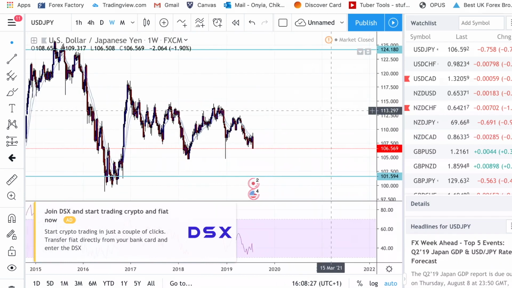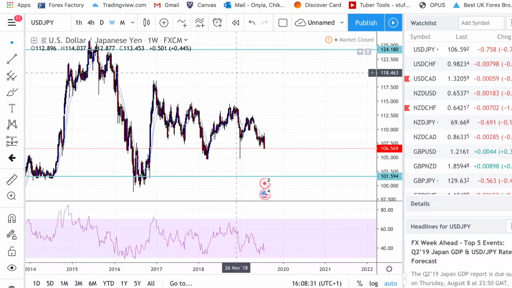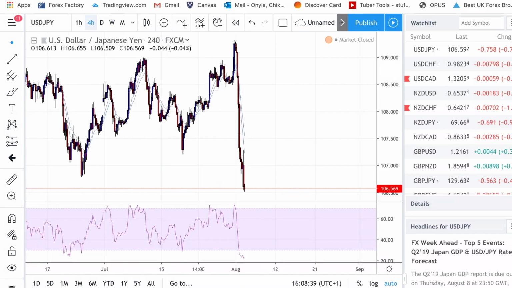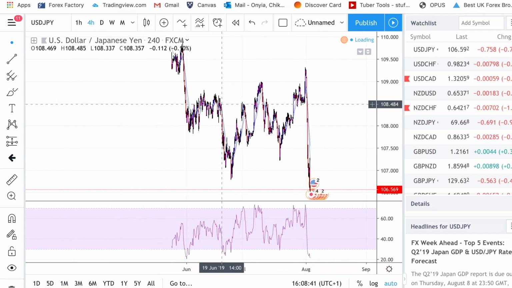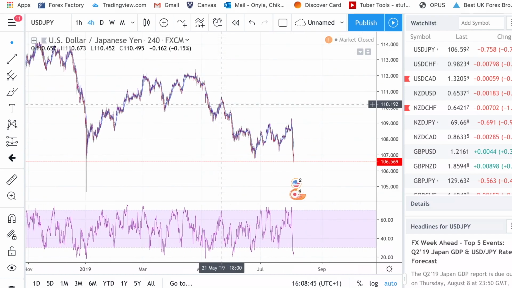But now that we've gotten an idea of this, you kind of want to go into the more recent time. So what I'm going to do is set up resistance and support lines in the more recent chart. So this is the 4-hour. Okay, so what common peaks and troughs can we see?